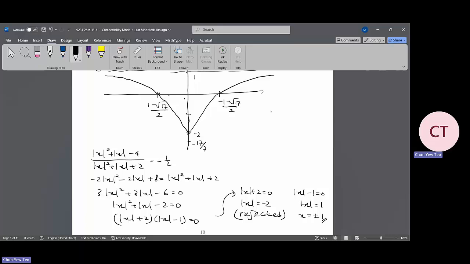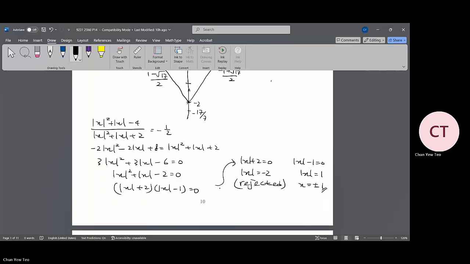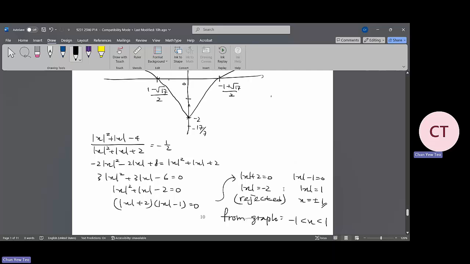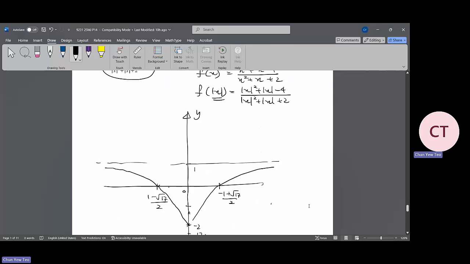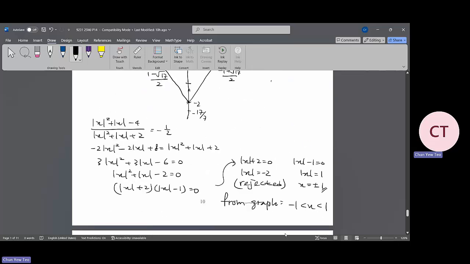Then from the graph, the solution will be x between negative 1 and 1, not including negative 1 and not including 1. Okay, done. This will be the answer for question number 7E, and this will be the last question for this paper.